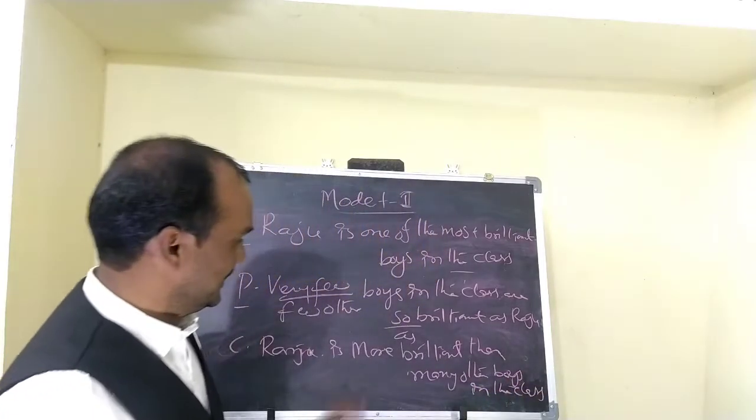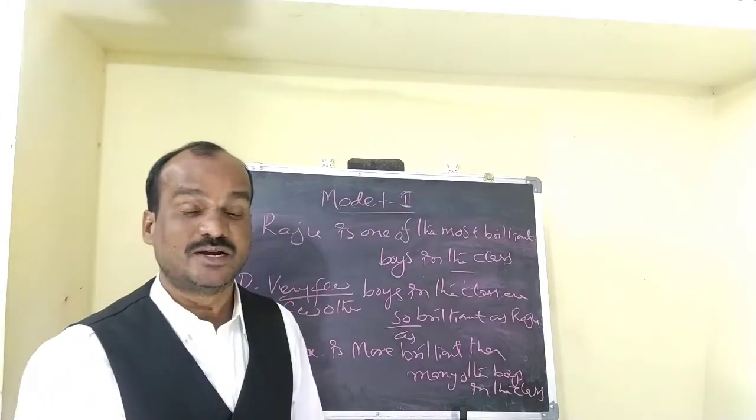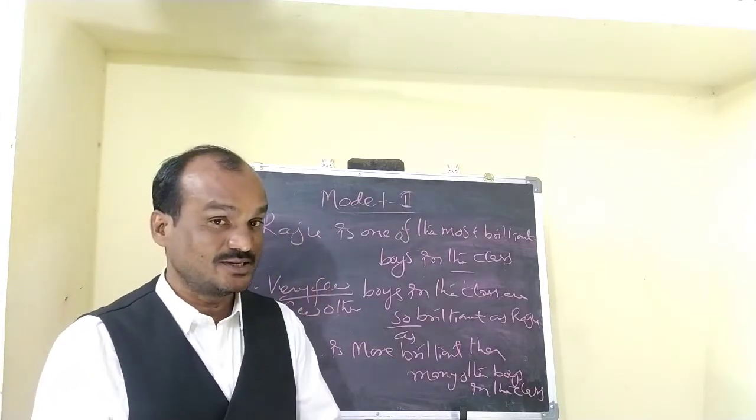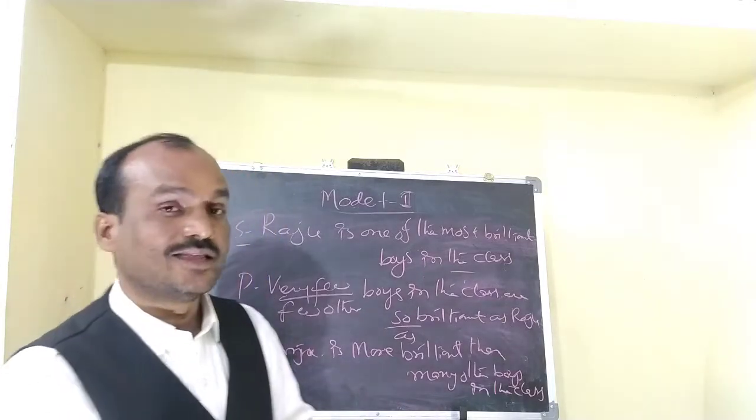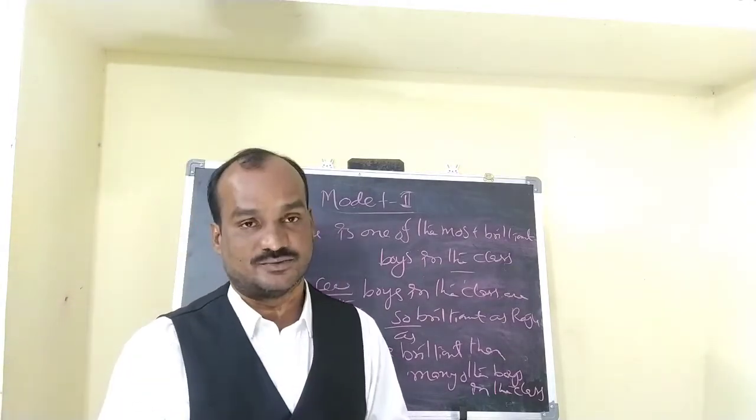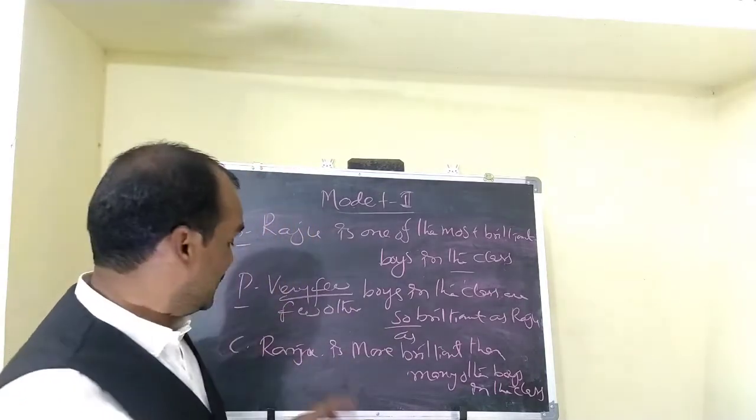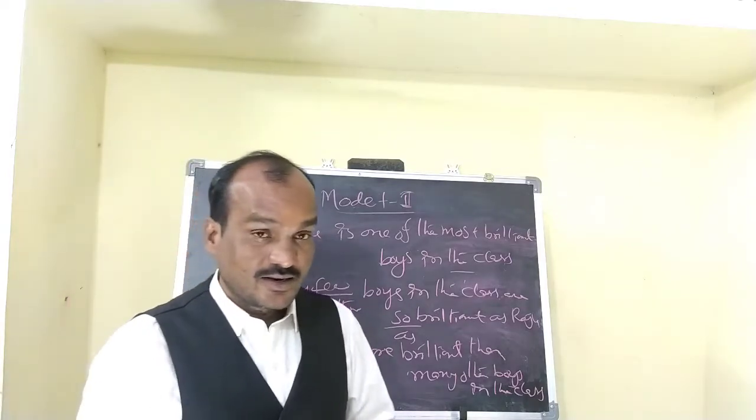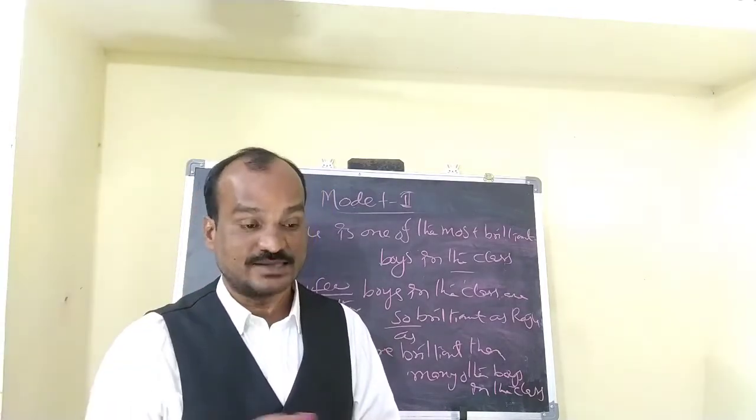If it is given in the positive, model 1: Raju is the most brilliant boy in the class. That is model 1. Then: no other boy in the class is so brilliant as Raju. And the comparative degree will be: Raju is more brilliant than any other boy in the class.